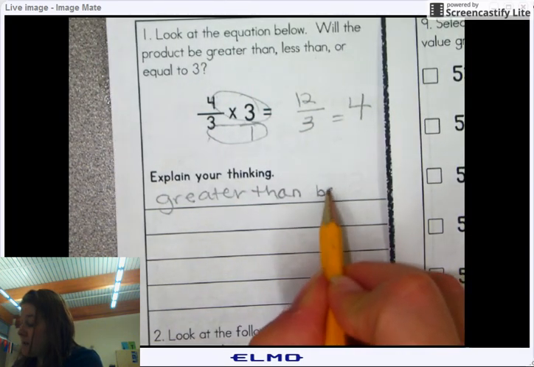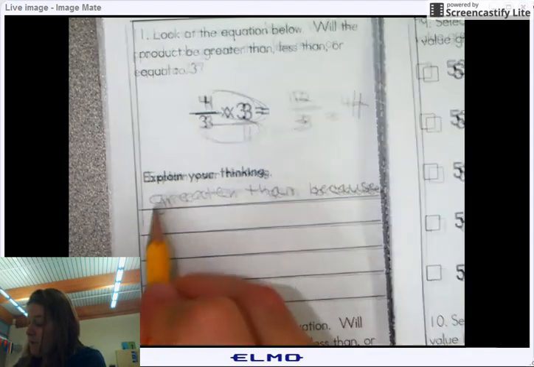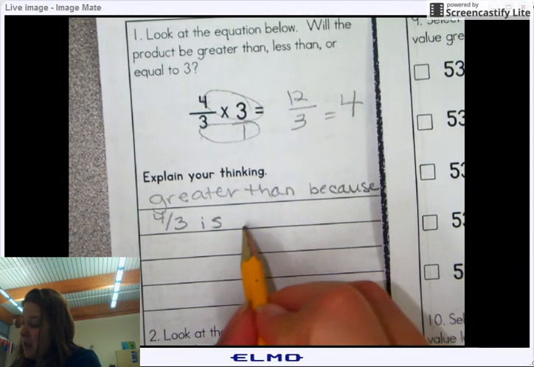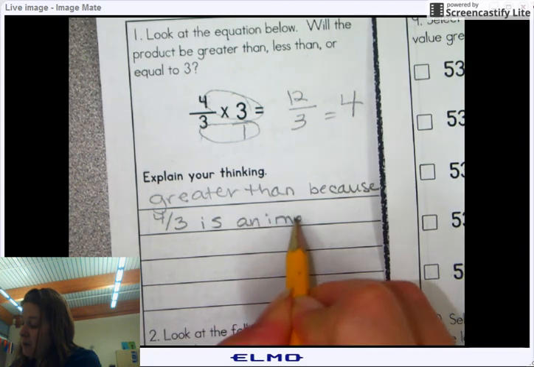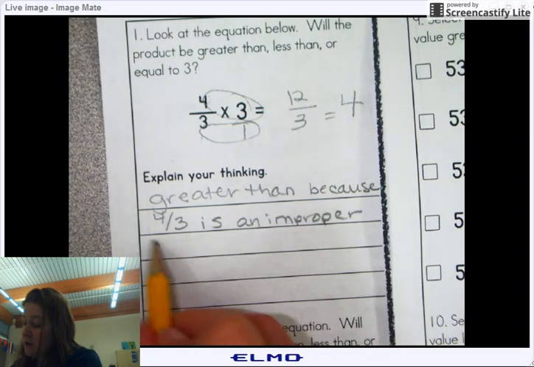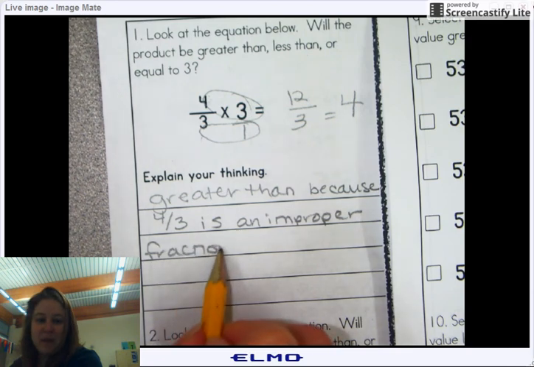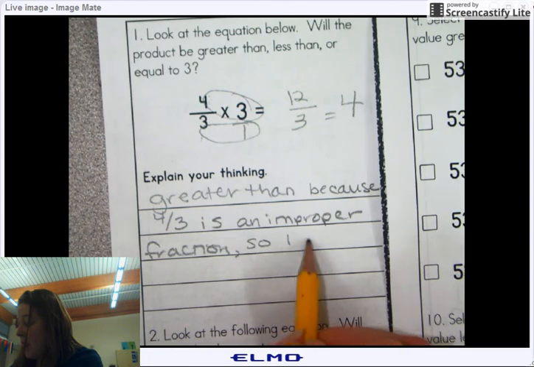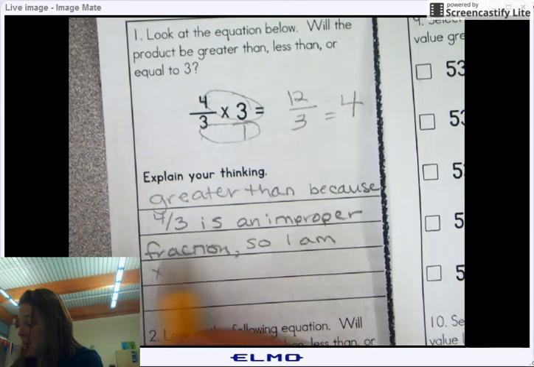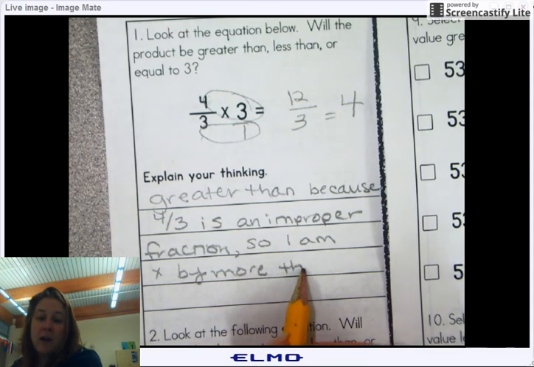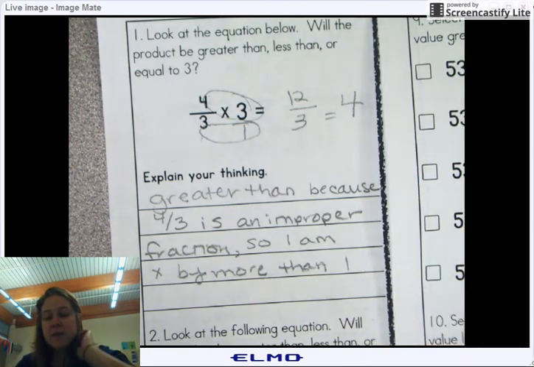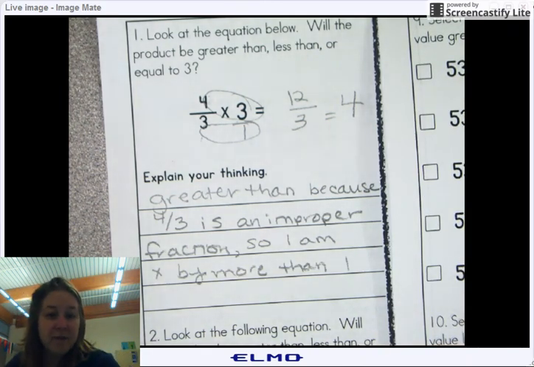and because 4/3 is an improper fraction, I am timesing it by more than 1. Okay, if you need to pause this so that you can copy this down, feel free to.